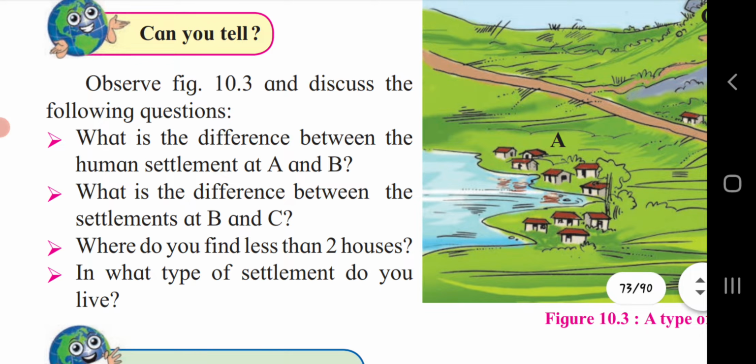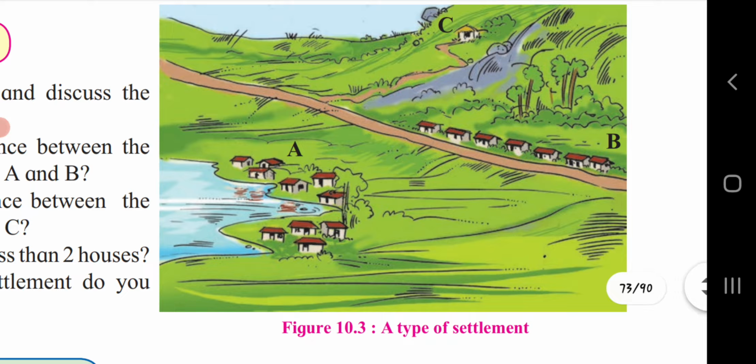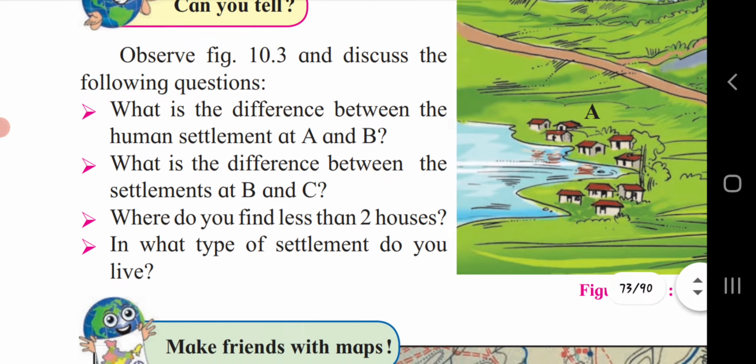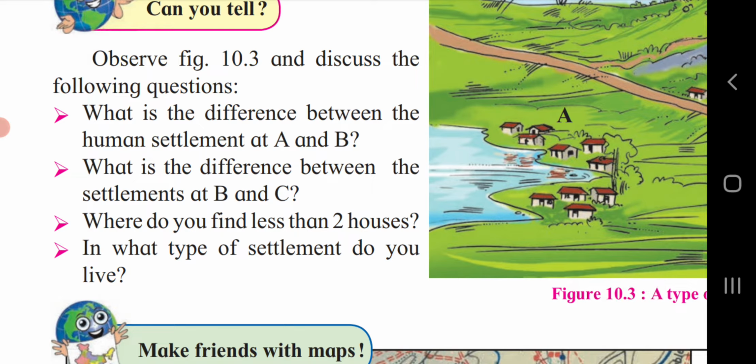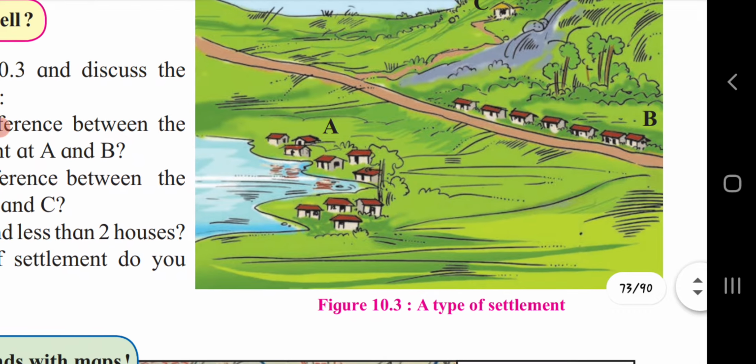Where do you find less than 2 houses? If you will see at the location of C, we can find less than 2 houses in the settlement. In what type of settlement do you live? So according to this, we live in scattered and in linear type of settlements.